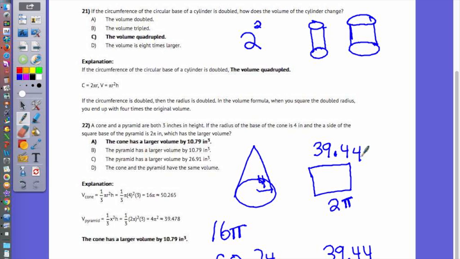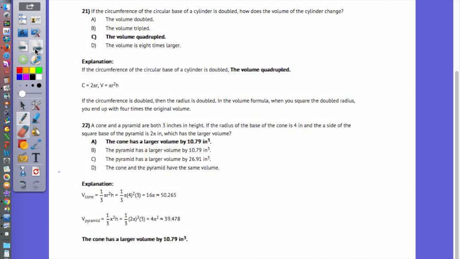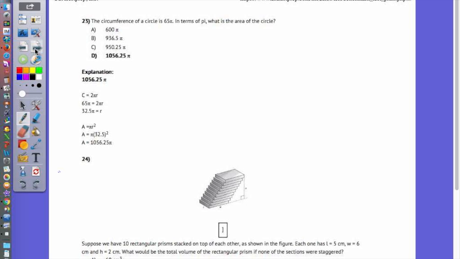Okay? So when you subtract, you find the difference between the two is 10 point something. We actually get 10.8. They get 10.79 because they used a pi button. But 10.8, and the cone is larger. That's why it's A. You got that one? Yeah. Okay, formulas, right? Just formulas. Yep. Okay, 23.